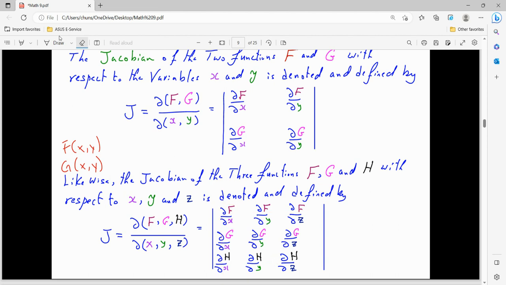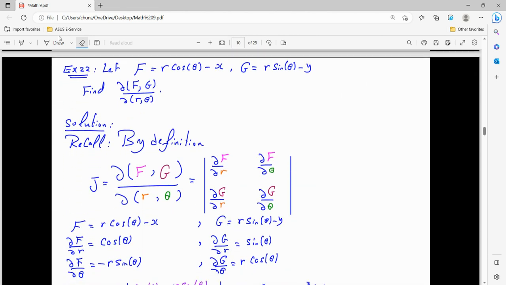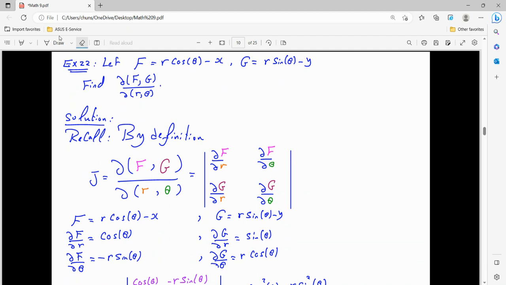You should already know this though from 211. So I'll talk us through an example. If we're given functions f and g, and each one is with respect to r and theta, we are asking for what this is.